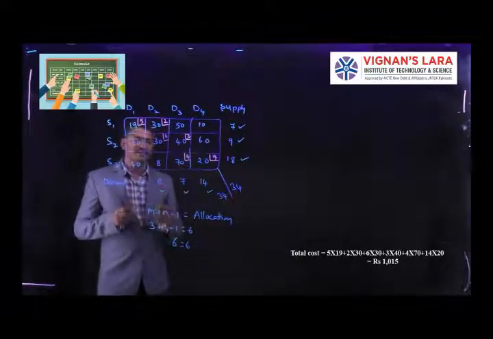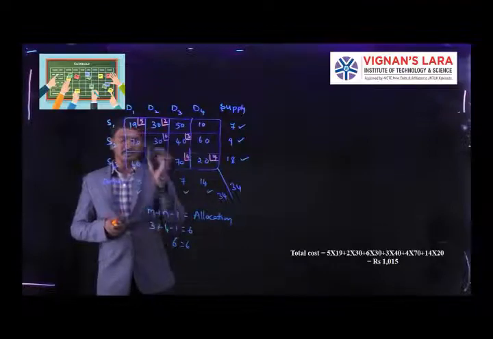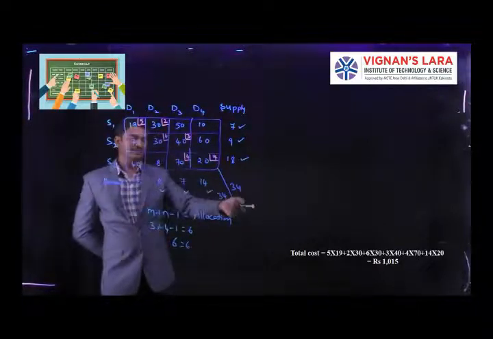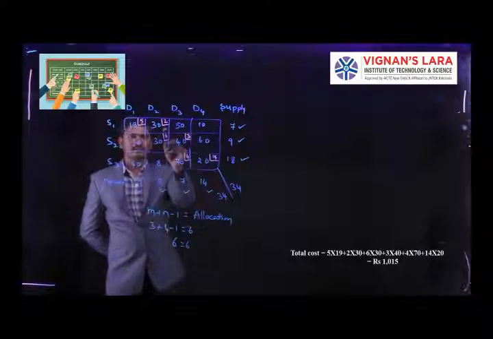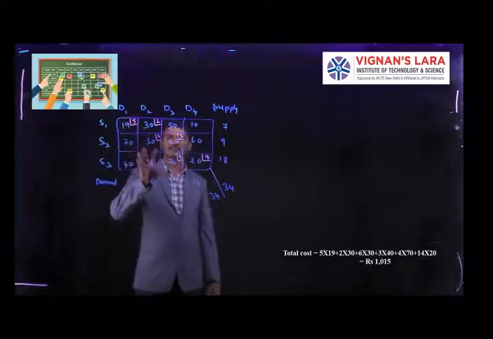Next coming to the initial feasible solution. Coming to the initial solution, we have the total cost. It means we are finding the total cost, which is 19 into 5. It is available on our screen. 19 into 5, 30 into 2, 30 into 6, 40 into 3, 70 into 4, and 20 into 14.